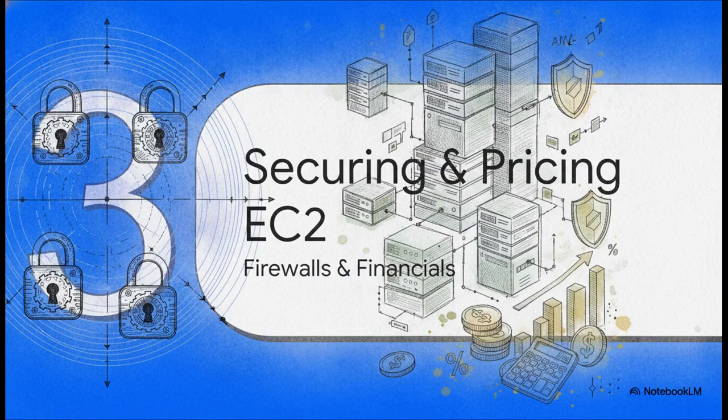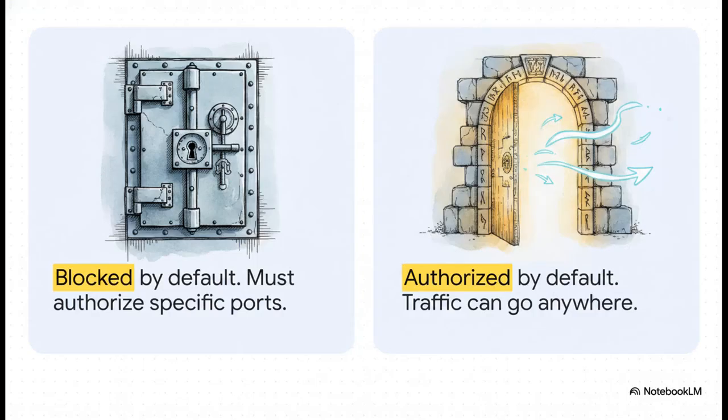All right, Section 3, securing and paying for EC2, firewalls and financials. Now that we've got our compute engines humming along, we really need to lock the doors to protect them. And just as importantly for an architect, we need to optimize our monthly AWS bill. So, EC2 instances are protected by security groups, which act as virtual firewalls. But there is a huge, absolutely crucial contrast here. Inbound rules are blocked by default.